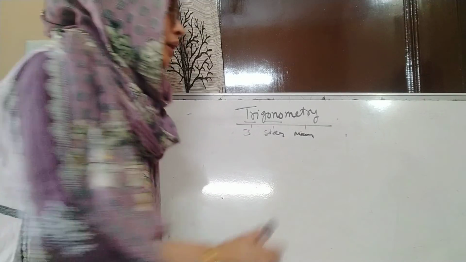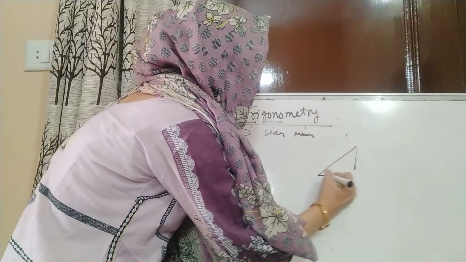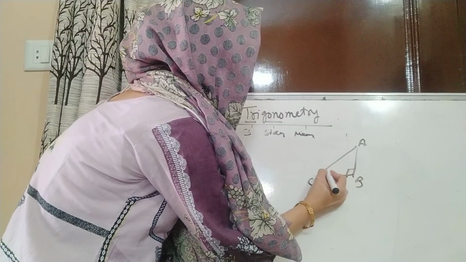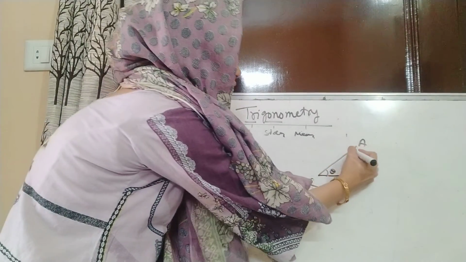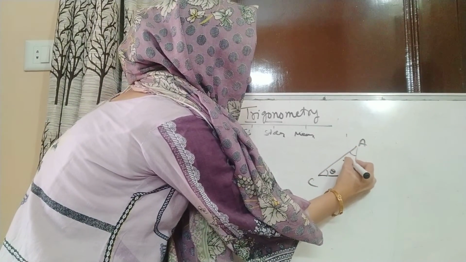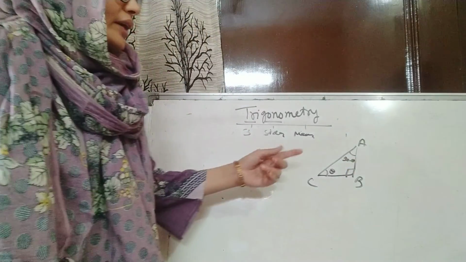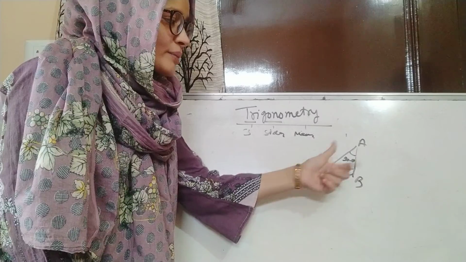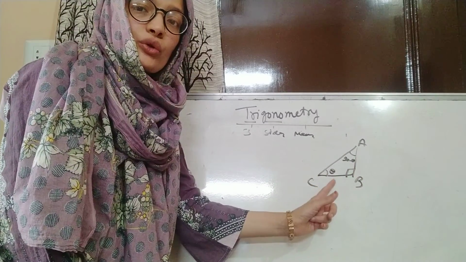Now, let us see a right angle triangle ABC, which is right angled at B. Suppose this angle is theta. So this angle A will be 90 minus theta. In a right angle triangle, we know that the hypotenuse is the longest side. So the longest side is fixed, but the other two sides can be changed according to the concerned angle.